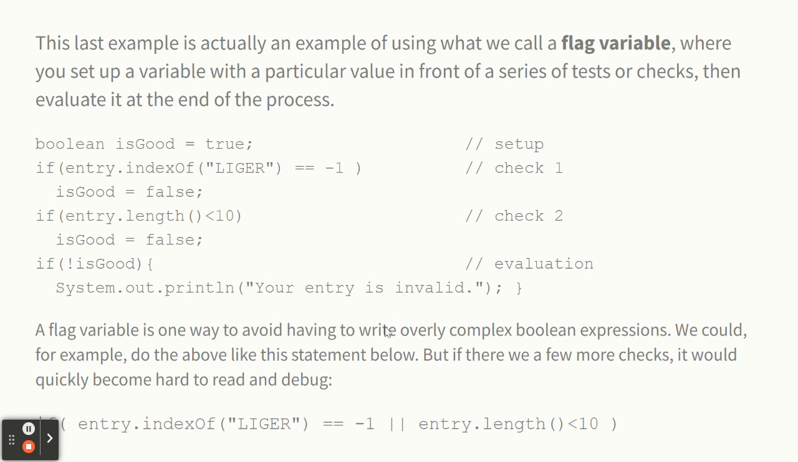So a flag variable is one way to avoid having to make a really complicated statement. Like down here at the bottom, I could say if entry dot index of Liger equals -1 or the length is less than 10, then, I mean, that's not that bad, but sometimes there's a reason to do a flag variable.